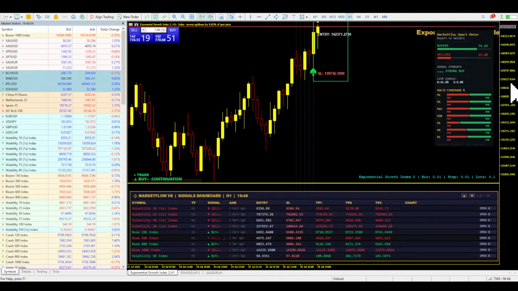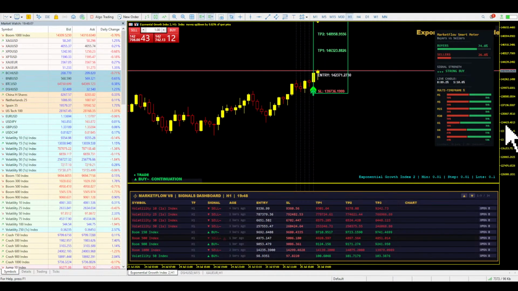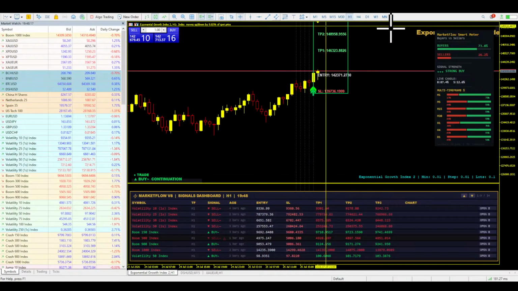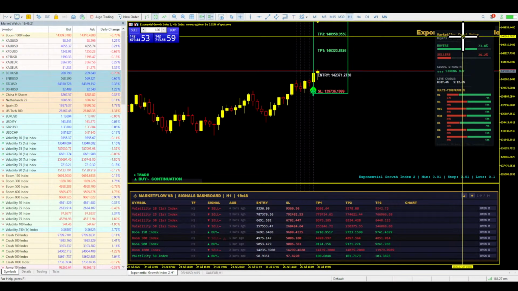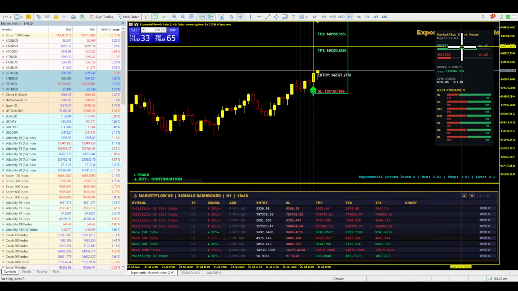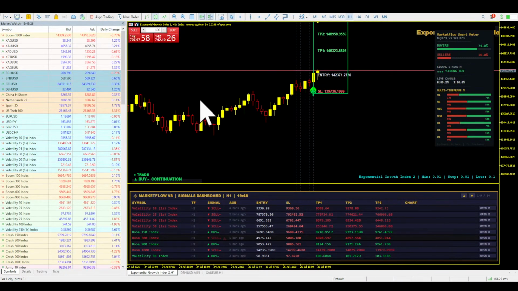This is what I'm talking about. Exponential. This is a good trade right here. Why am I saying it's a good trade? First of all, the signals dashboard has found the signal. And if we look at the smart meter, we can clearly see that the buyers are in control here, 74% over 25%. I'm going in here. Minimum lot size is 0.01.